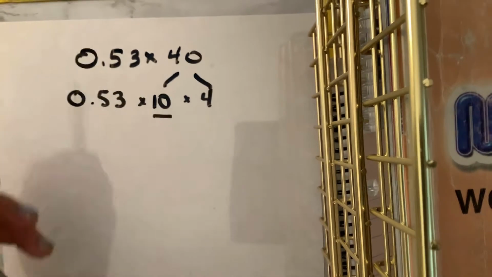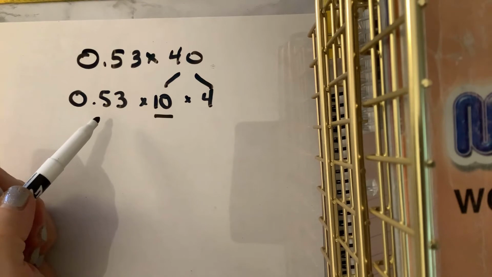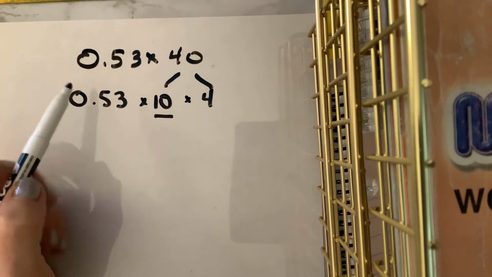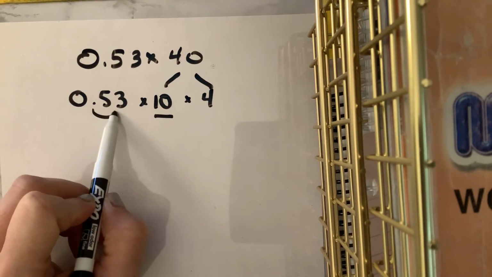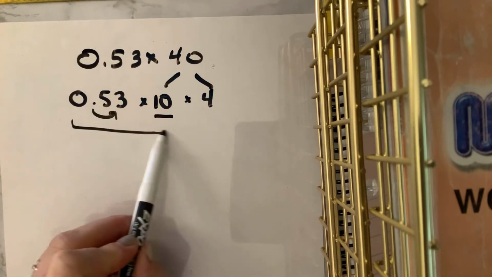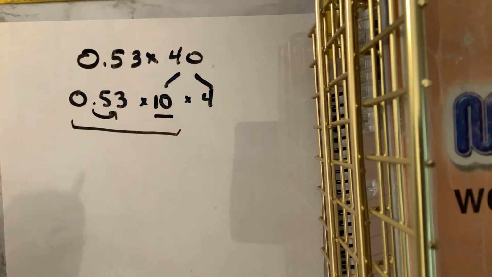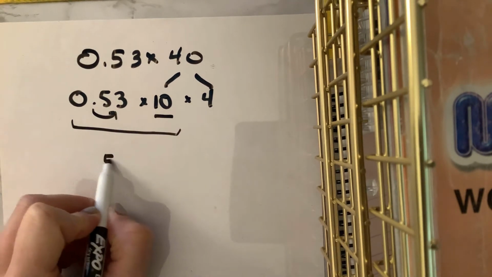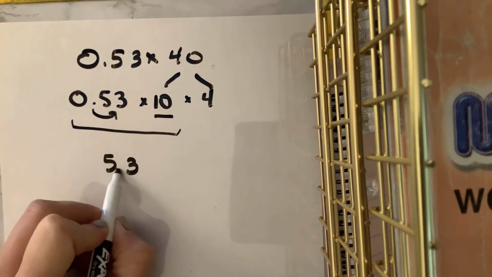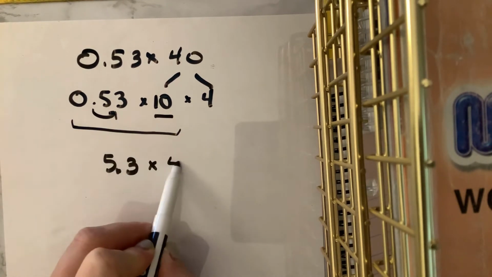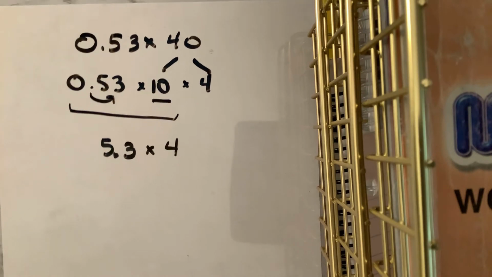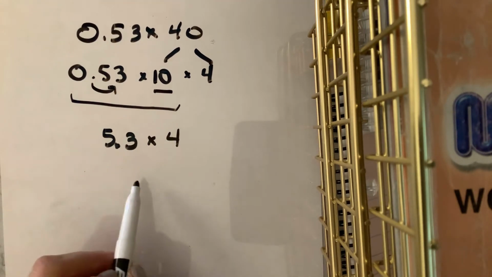So starting here, if we multiply by 10, we just reviewed this rule. When we multiply by 10, we move the decimal point 1 to the right. So if we're going to do this first part, we end up with 5 and 3 tenths. So now we're multiplying 5 and 3 tenths times 4.